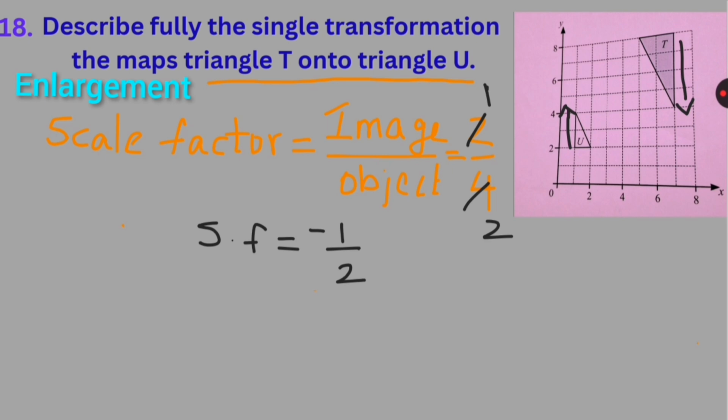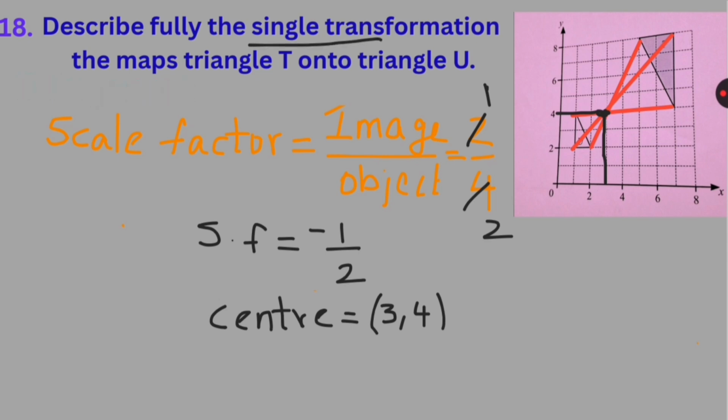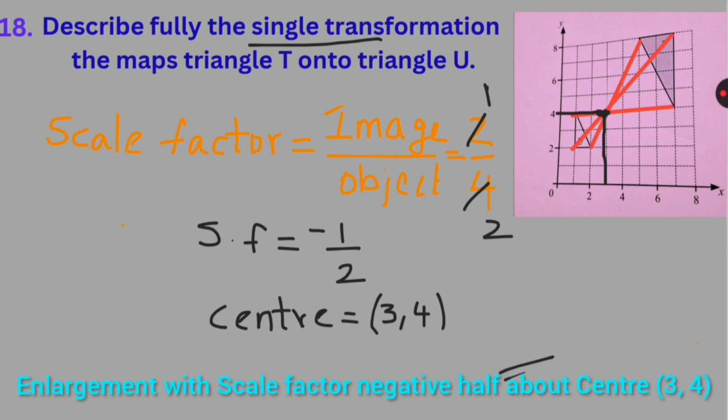Now we need to find the center. To find the center, we draw lines from one point to the corresponding point. This is the starting point. Draw one line here, and again from this corner to this corner. See, observe here. After drawing the 3 lines, they connect at one point, and that is our center, which is (3, 4). How can you describe the single transformation? You describe it as an enlargement with scale factor negative half about center (3, 4). That's it. Let's go to the next question.